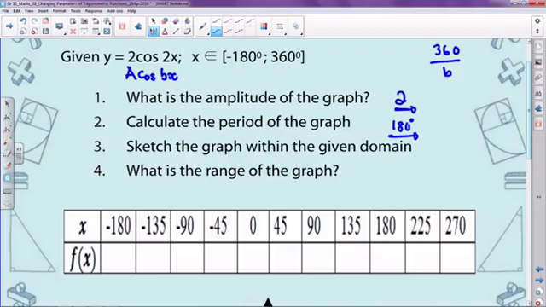Now sketch the graph within the given domain, all right? So you're given from minus 180 to 360. Now we need to just extend it a bit here. That's your 360 degrees. Okay, now guys, your table is going to help you.